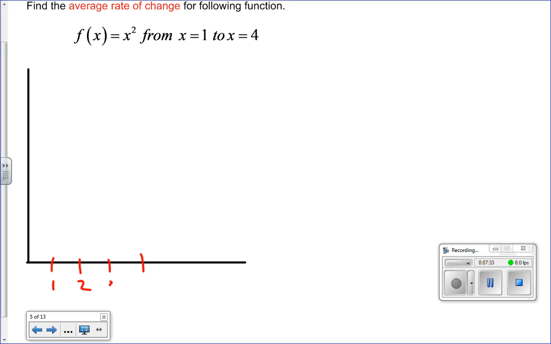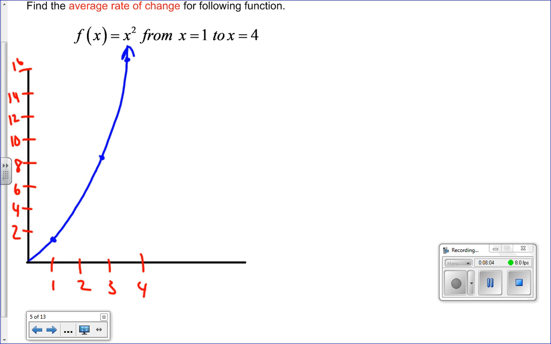Let's see, we'll go 1, 2, 3, 4. Now I've got to go to 16 here, so let's go 2, 4, 6, 8, 10, 12. So I'm still starting at 1, 1. Let's see, 3 squared is your 9, and then 4 squared is your 16. So I still have a parabola shape, and instead of doing the rate of change from 1 to 3, I am now looking at from 1, 1 to 4, 16.